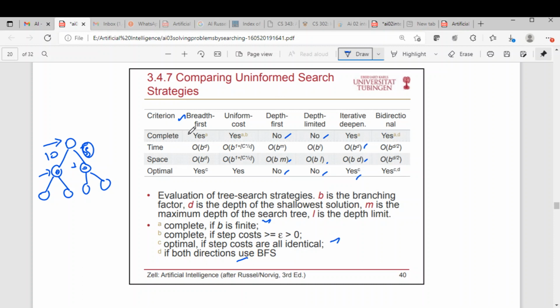So in bidirectional search we have not discussed what algorithm it should use. It can use any algorithm, BFS or DFS, anything. Okay. So if both directions use BFS and if b is finite, then it is optimal.